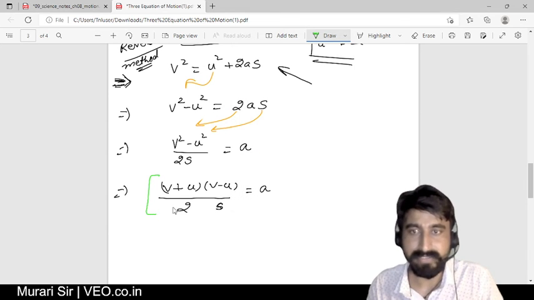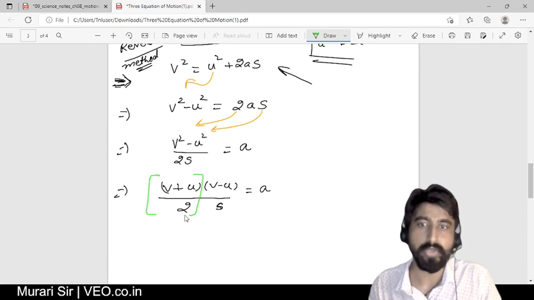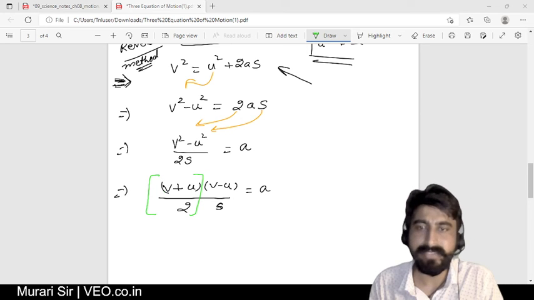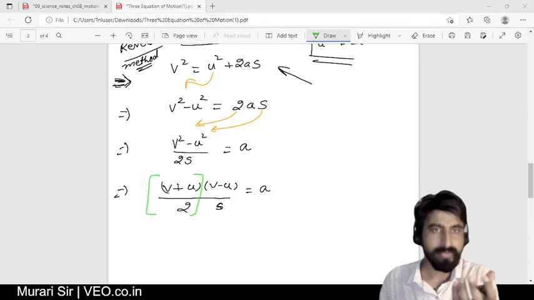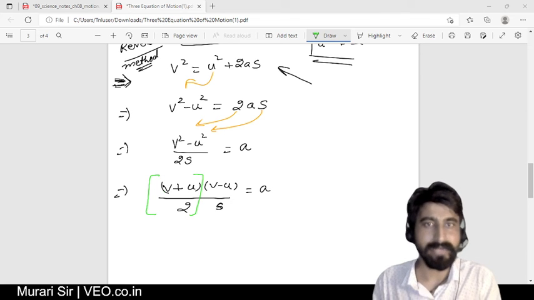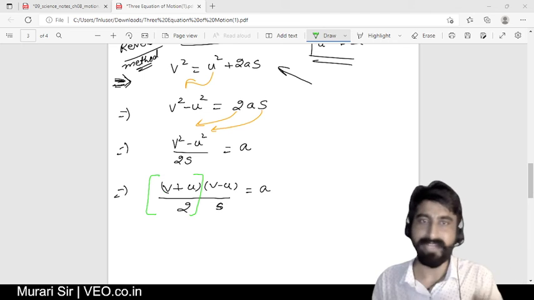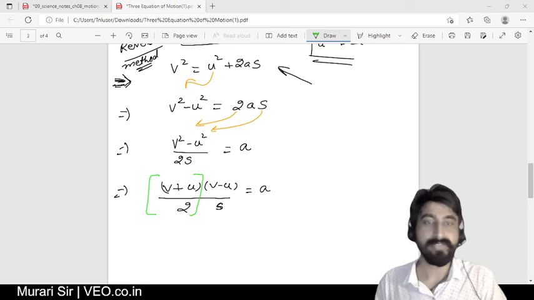One is this velocity, that is (v plus u) upon 2. How does it look? It looks like an average of something. How do we take an average? Sum of these two divided by 2. So v is the final velocity, u is the initial velocity, adding them and dividing by 2. So it is an average velocity, multiplied by (v minus u) upon s.